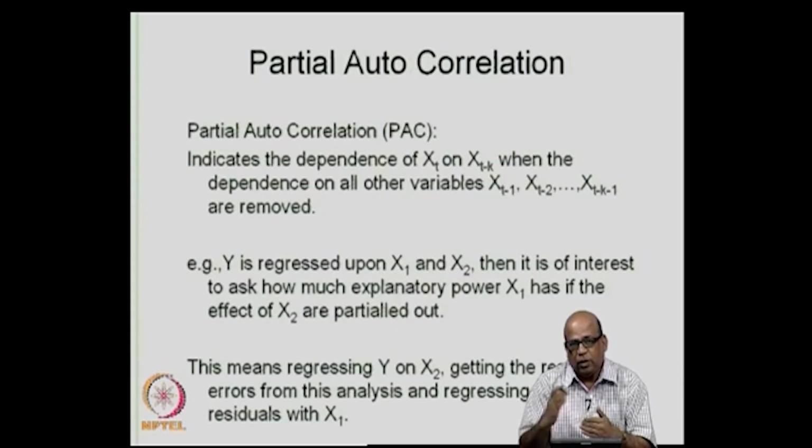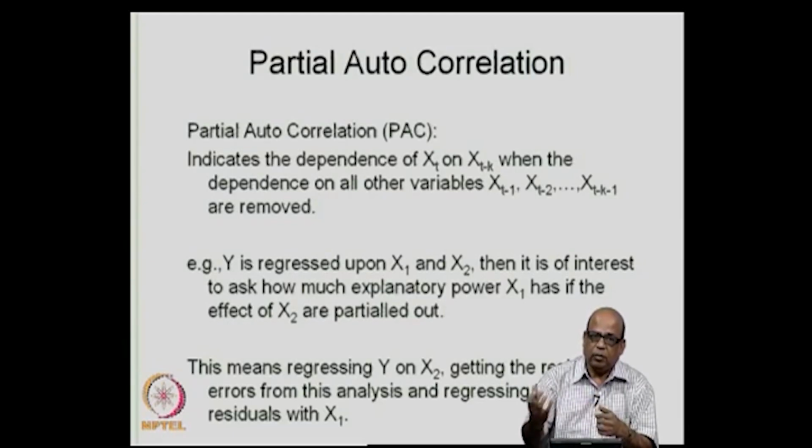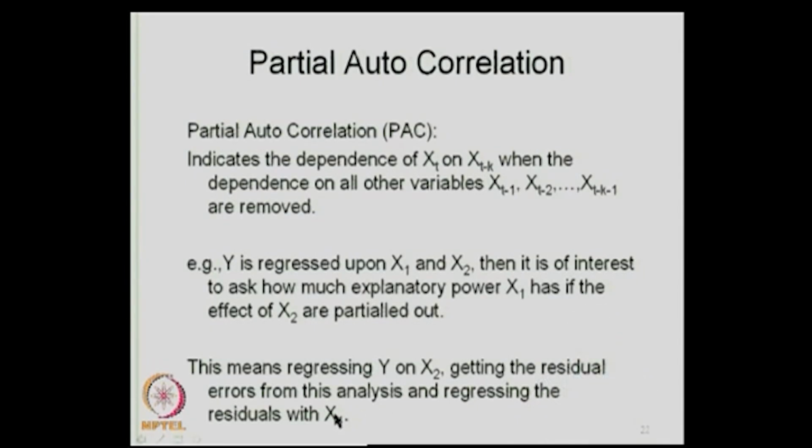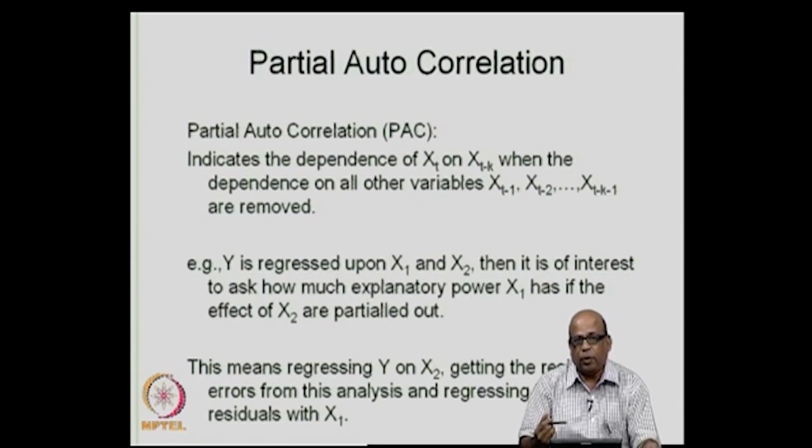How do we answer this question? Let us say that we regress y only on x 2 first and get the residuals. That means x 2 has been able to explain part of the variance of y; the residuals we take out, and then we regress the residuals with respect to x 1 and see how much of these residuals can be explained by x 1. That is in fact the explanatory power of x 1 on y when the correlation on x 2 has been taken out. So, this generally gives the idea of the partial autocorrelations.